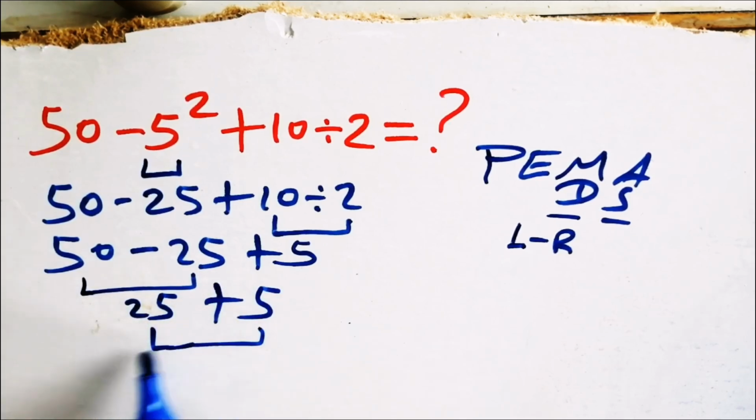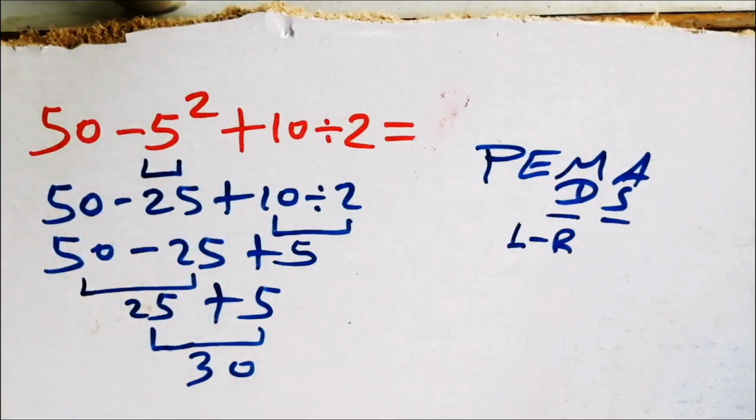25 plus 5 is just 30. Therefore, the correct answer of this problem is equal to 30.